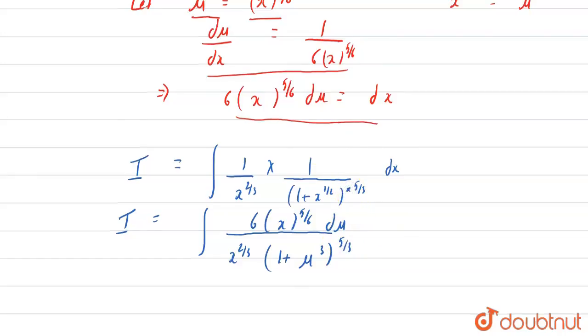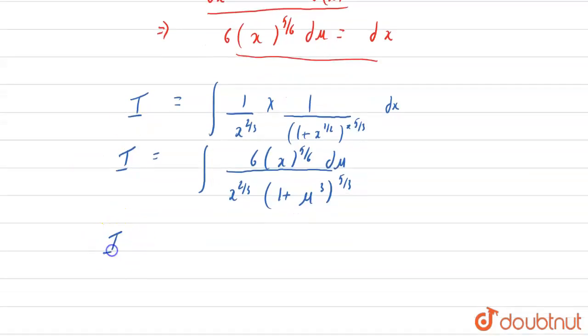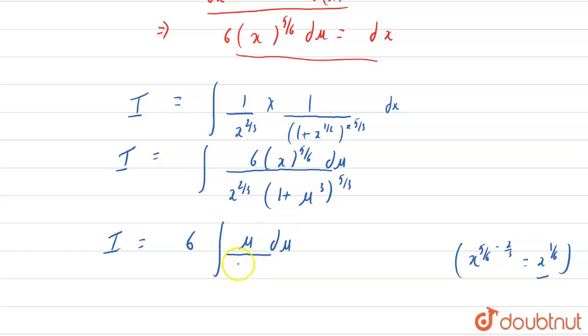Now you can see that if we further solve it, we take 6 outside, and this becomes s to the power 5 by 6 minus 2 by 3, which is s to the power 1 by 6, and we let s to the power 1 by 6 equal to u. So we write u, du, divided by the term (1 plus u cubed) to the power 5 by 3.